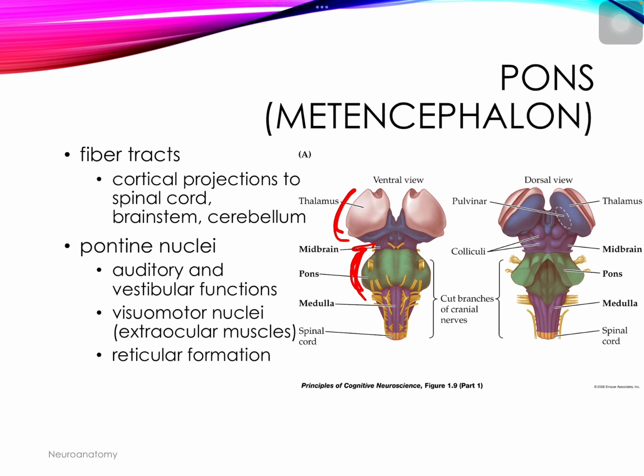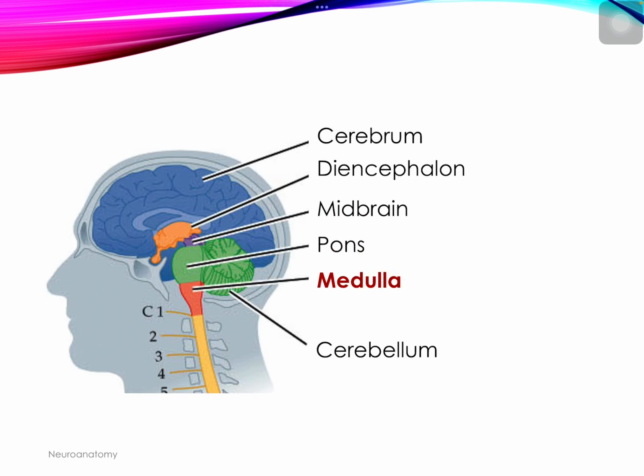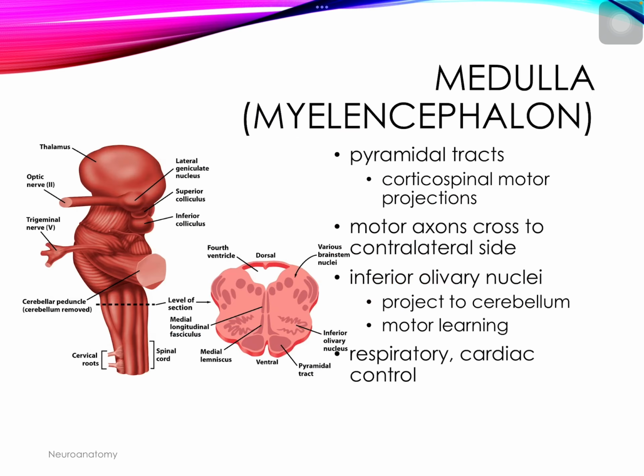So these contain fiber tracts. They project to the spinal cord, project to the brainstem and cerebellum, and contain the pontine nuclei, which are really important for vestibular function, being able to maintain your balance, and very important for auditory function. They also contain nuclei for visual motor purposes and extraocular muscles, being able to control your eyes, and of course also have projections in the reticular formation, which again we will talk about, things like REM on, REM off cells and how they're housed in those particular areas.